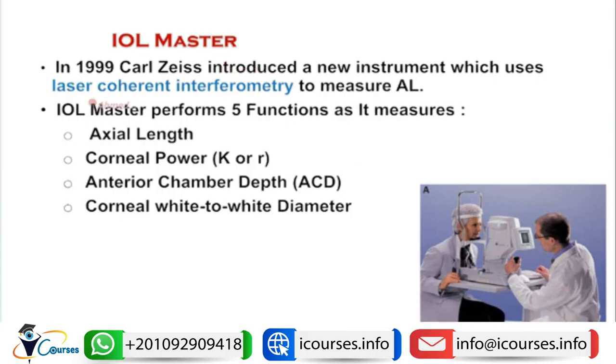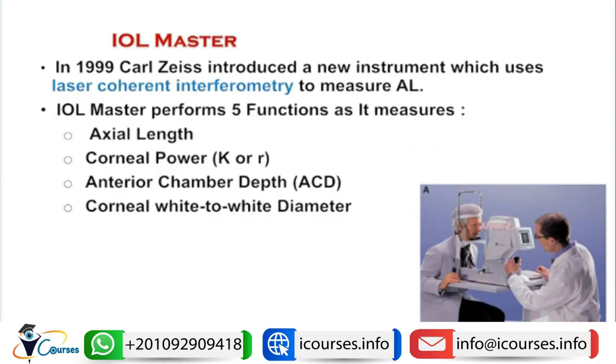After this, in 1999, a new instrument was developed by Carl Zeiss, which is called the IOL Master. The IOL Master has made the process of biometry very easy and very handy. This can be done by using laser coherence interferometry. So this laser coherence interferometry utilizes infrared rays that will enter inside the patient's eye, hit the retina, and reflect back, and hence it can now measure the axial length of the eye.